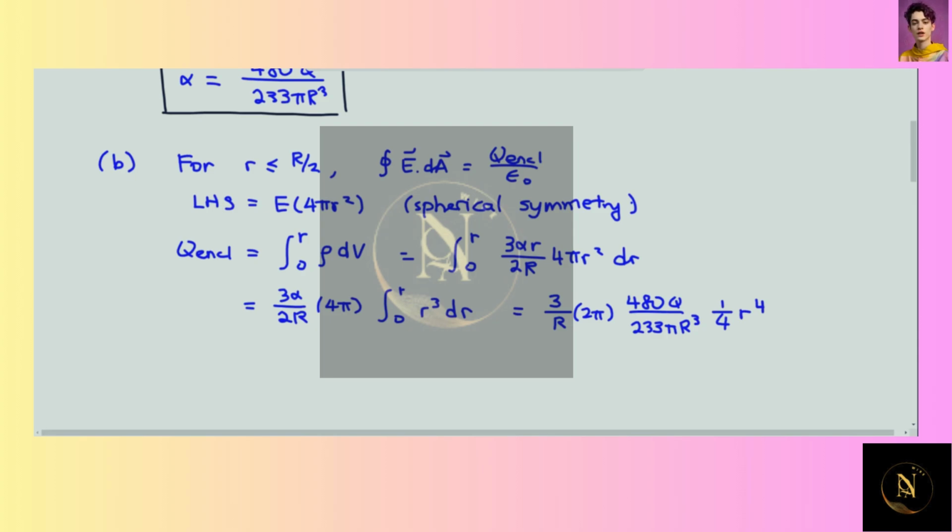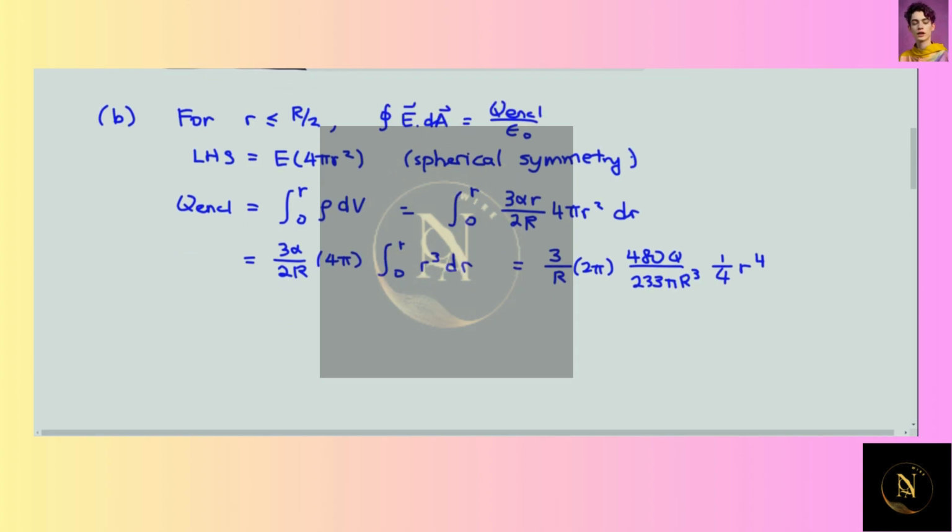Alright, so this 1 over 4 r to the 4 is the integration, and then the 3 over r times 2 pi is when you simplify the 3 over 2 r times 4 pi. Okay, and then I also put the alpha inside here. Okay, so if you simplify this, you get 720 divided by 233 q, small r to the 4 divided by big R to the 4.